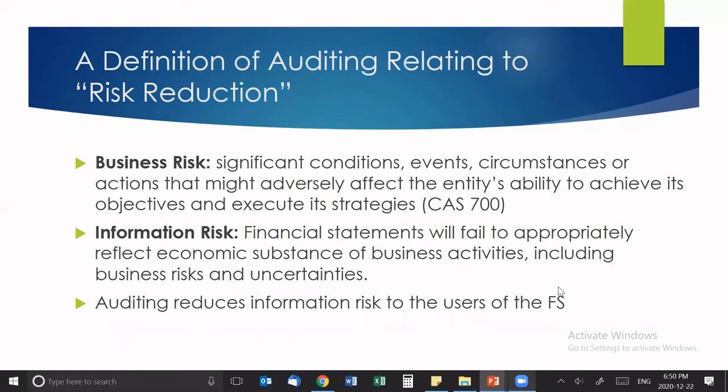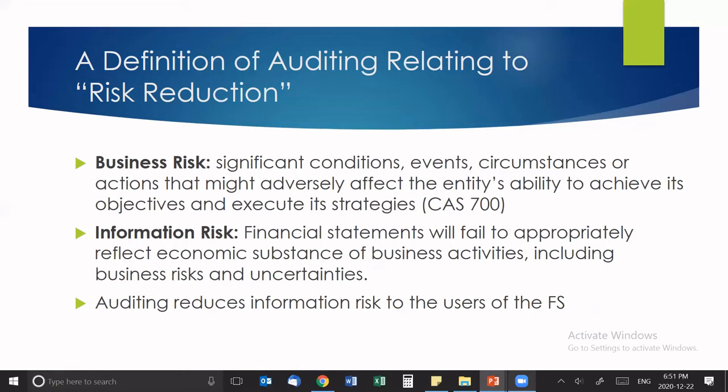There are a few definitions that I just want to go through in this first chapter, because these will come up over and over again, so I want to make sure they are understood. Auditing relates to reducing the risk that there are errors in the financial statements. There are different types of risks.